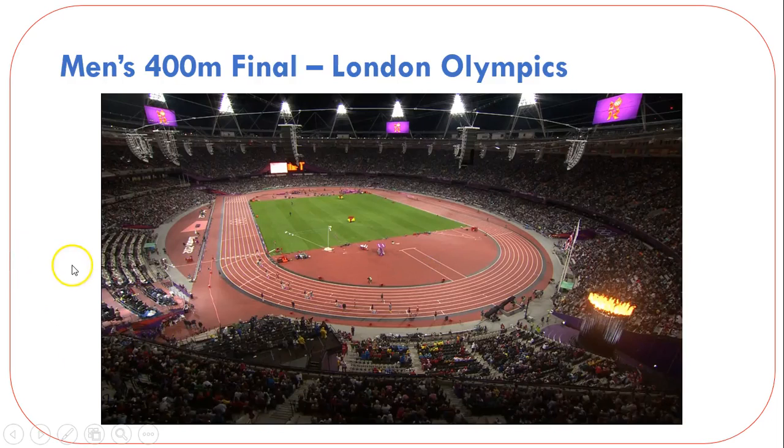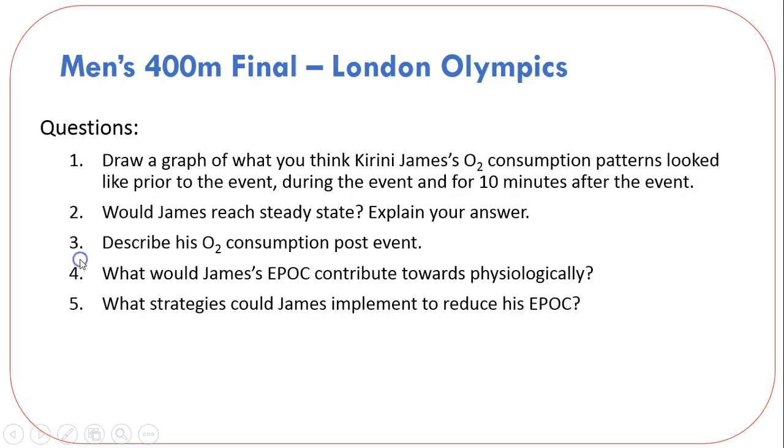If we were to look at a 400-metre race, you would be able to get an idea of what the oxygen consumption patterns look like, the fact that he probably wouldn't reach steady state and would have a large EPOC post-event because he spent most of the event in oxygen deficit, because most of the event he's relying on his anaerobic systems.